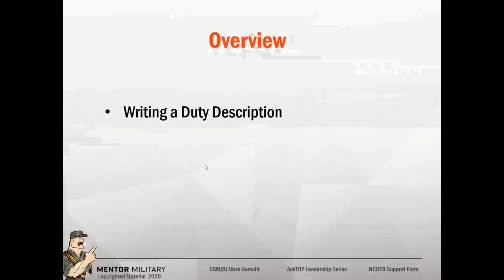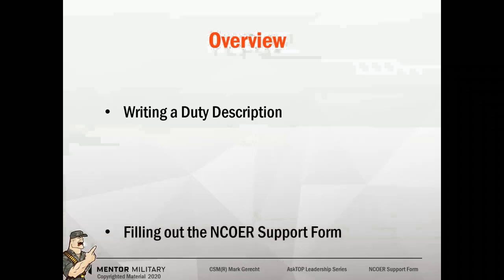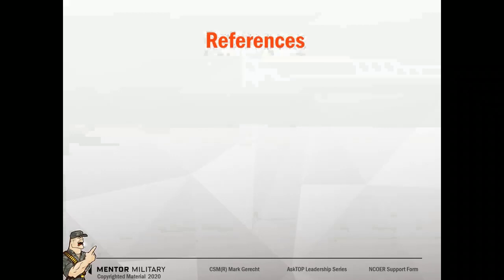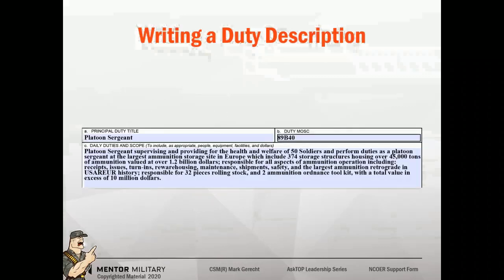So we're going to talk about how to write a duty description today, because there is a method that will help make it a lot easier. And we're going to discuss how to fill out an NCOER support form, and at least one way to do it. So our references for today are 623-3, the regulation, and the DA PAM. So first, let's talk about writing a duty description.